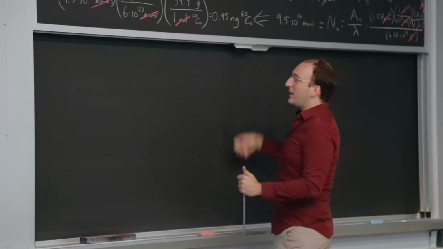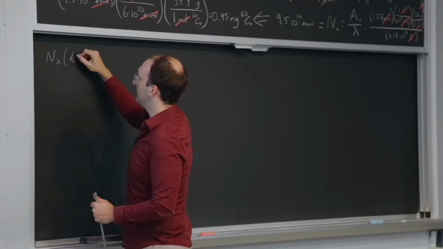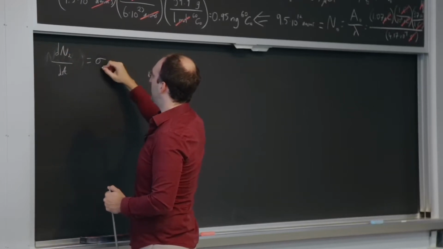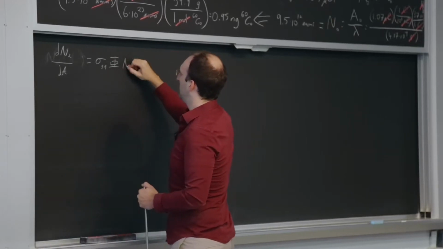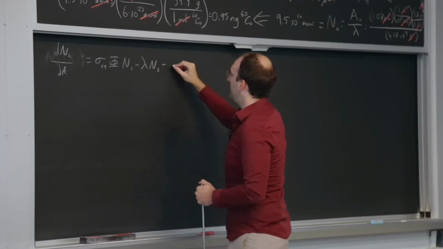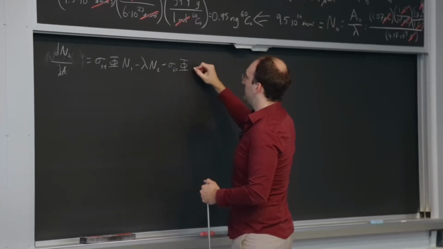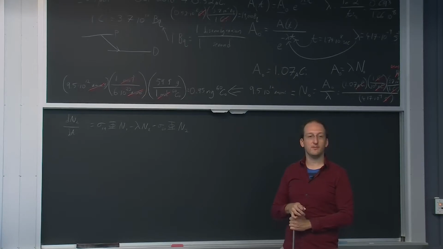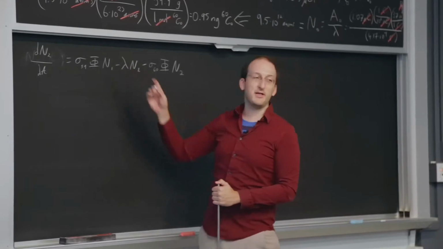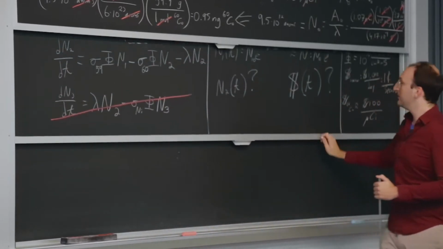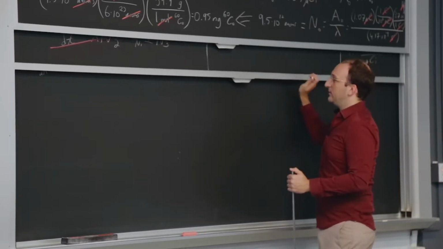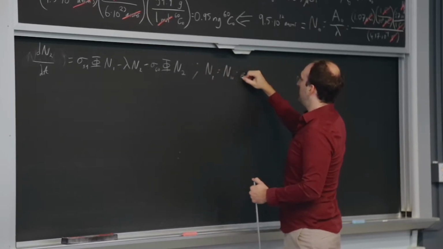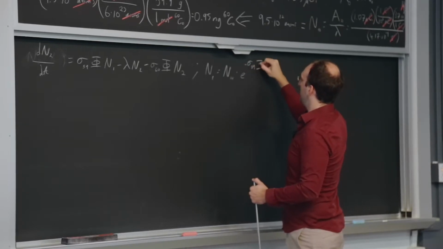Let's see. So I'm going to rewrite our N2 equation, and we can start solving it. dN2/dt equals sigma 59 flux N1 minus lambda N2 minus sigma 60 flux N2. So how do we go about solving this differential equation? Integrating. Yep, the old integrating factor. First, we want to get rid of the N1 because that's another variable. And we've already decided right here that N1 is N1 naught times e to the minus sigma 59 flux t.